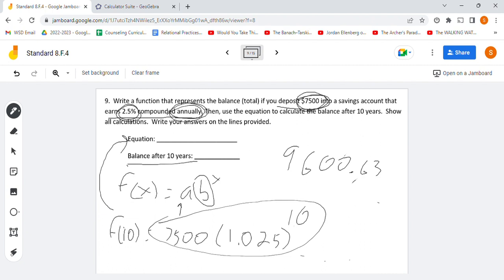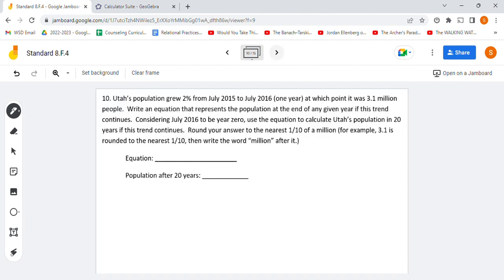But this is money, so we're going to stop right there and just round it to the value that makes the most sense in the context here. So our $7,500 balance ended up becoming $9,600.63. On our next one, we can see that our growth is again 2% here, and so we can do that what we did before to find our multiple.